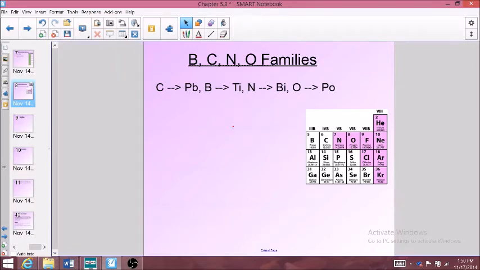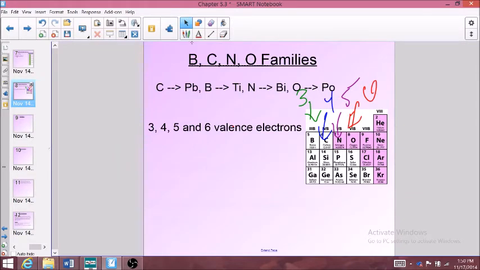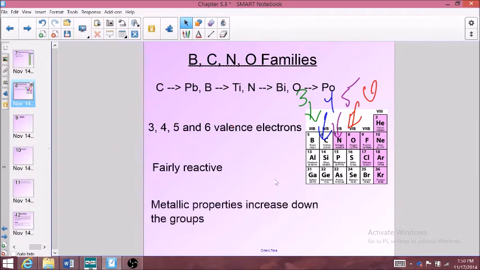And it turns out that each of these have 3, 4, 5, and 6 valence electrons respectively. So the boron family has 3 valence electrons, the carbon family has 4, the nitrogen family has 5, and the oxygen family has 6 valence electrons. And all of these are fairly reactive, but not super duper reactive. And the metallic properties of these increase down the groups.